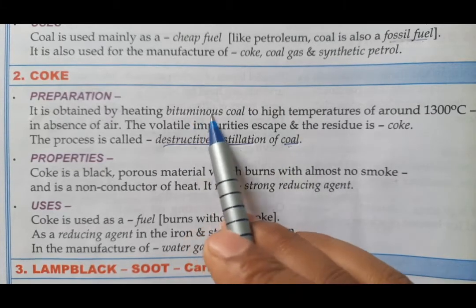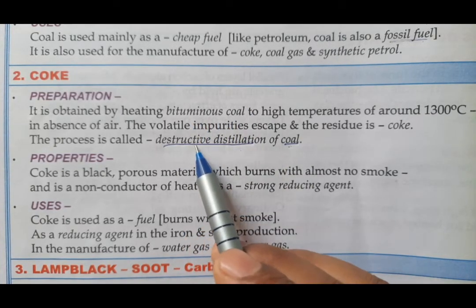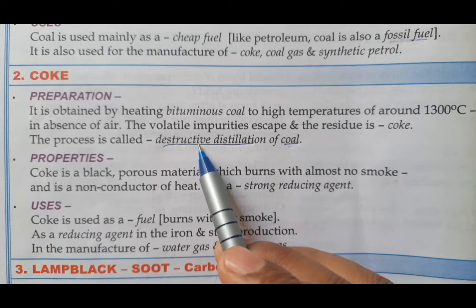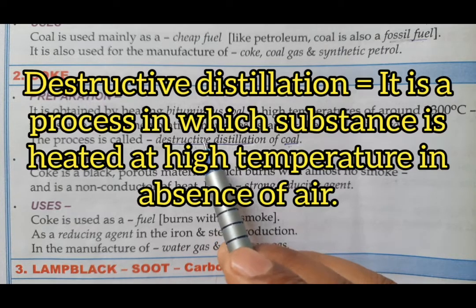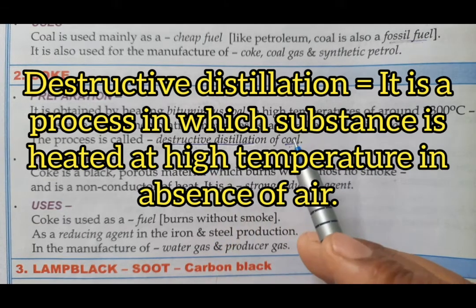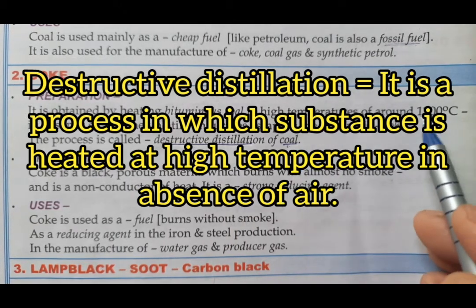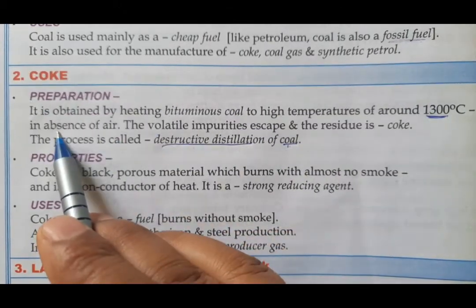And which coal do we use? Bituminous coal. And what is the meaning of destructive distillation? Remember the definition and you can make a note. It is a process in which coal is heated at a very high temperature in the absence of air.